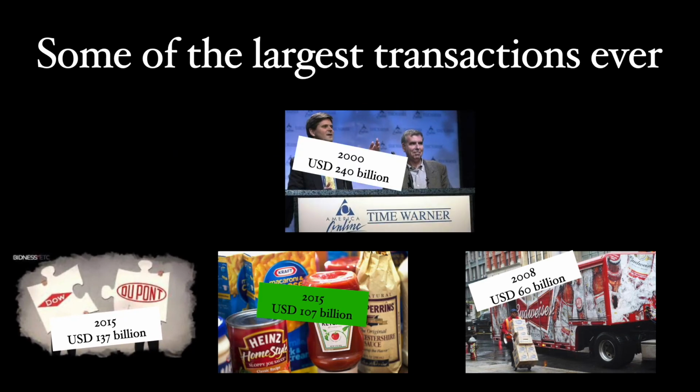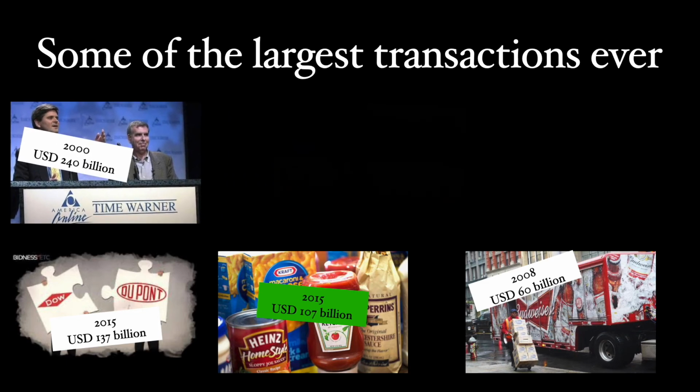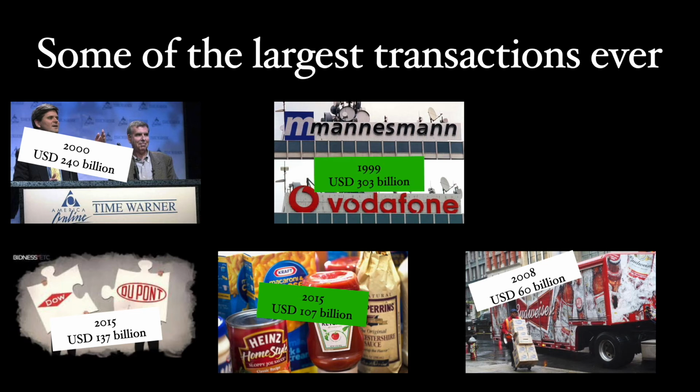But much earlier in the century, in the year 2000, the merger between AOL and Time Warner was one of the mega deals, reaching $240 billion. But the top one is the merger between the German group Mannesmann and Vodafone in 1999, a deal that reached $303 billion US.